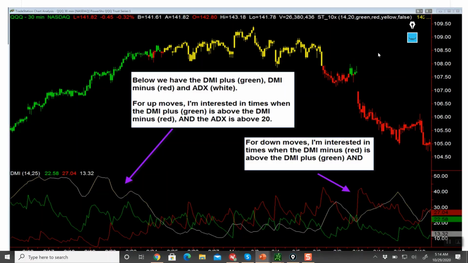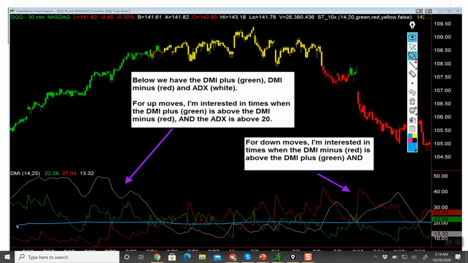All right, so this green line and red line is the DMI, and this white one is the ADX. This explains it pretty straightforward without having to overthink it. So here is the 20 mark. The positive is above the negative, and the ADX is above the 20 mark. Hence, it paints the candles green, which means the momentum and the trend is higher.